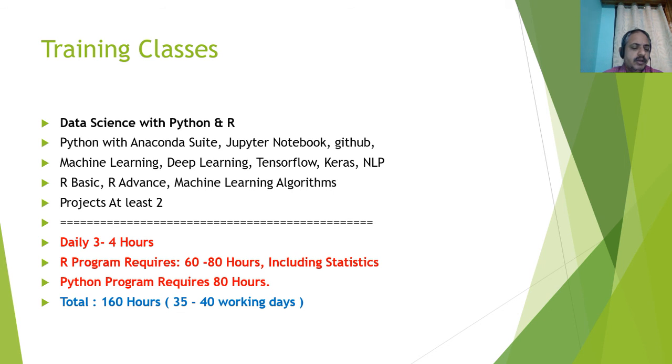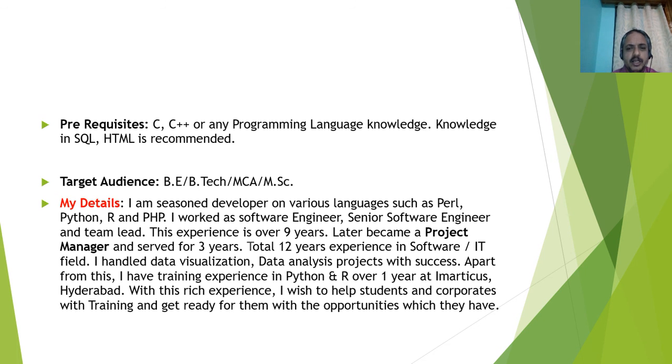And every team will work on at least two projects. It's teamwork, not individual work. The companies prefer teamwork, so every team has to complete at least two projects, which they can publish on GitHub. Classes will be daily 3 to 4 hours. Approximately 80 hours are given for R programming, and for Python it takes another 80 hours. You should know either C, C++ or any other programming language. And if you know SQL Server, SQL, HTML is recommended.